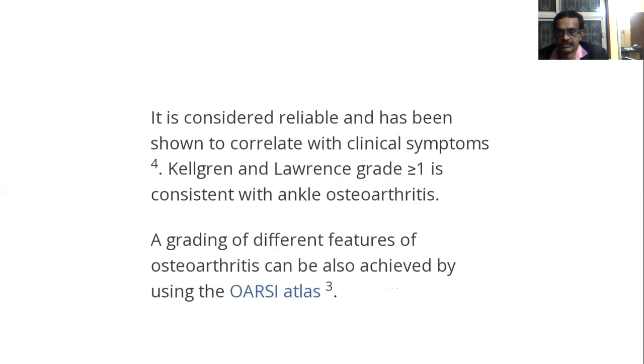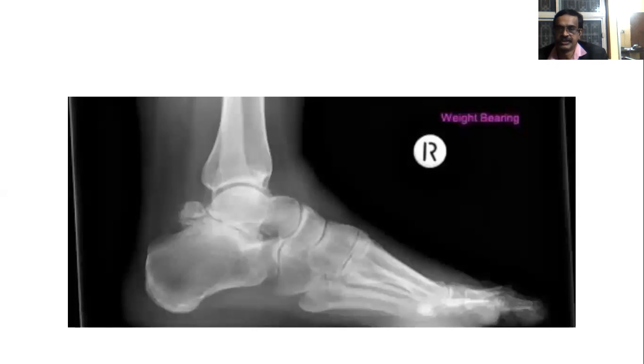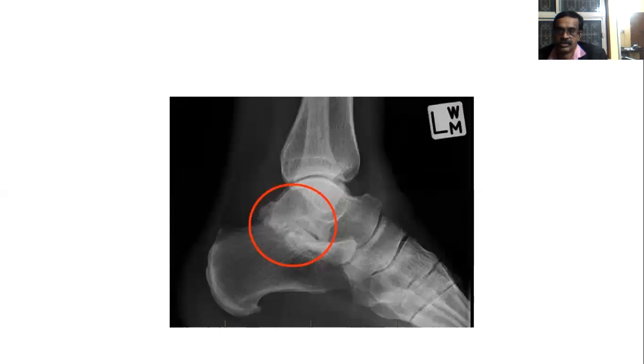So you can see the ankle joint, the tibiotalar joint. There is a reduced joint space and subchondral sclerosis, and alignment is also slightly altered. There is another X-ray of the ankle joint. You can see the talus and the calcaneum. The joint space is reduced and subchondral sclerosis is seen.